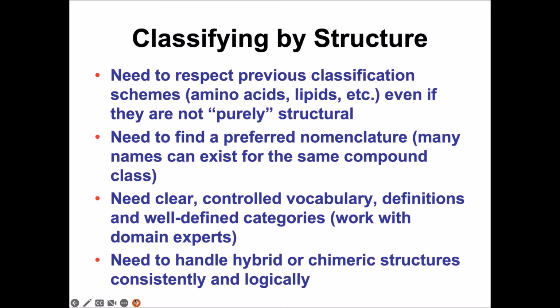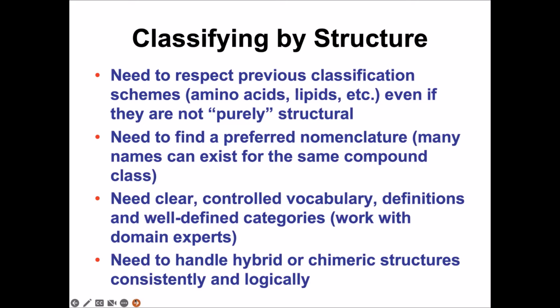So as it emerged from just the joke to something that was a little more realistic, we realized that there are some challenges in trying to classify chemicals by structure. There are already existing classification schemes. We classify amino acids and lipids according to certain schemes. Some are based on structure, some are based on biology, which makes it a little more challenging.